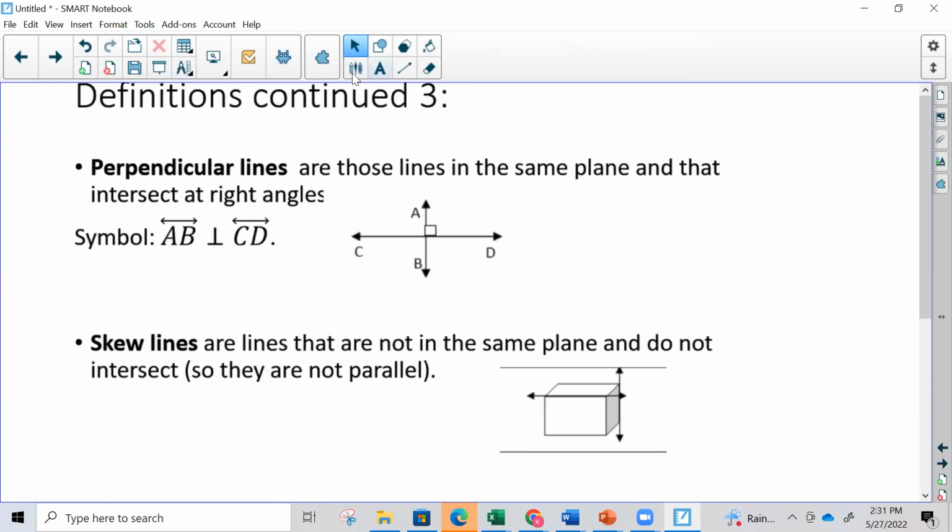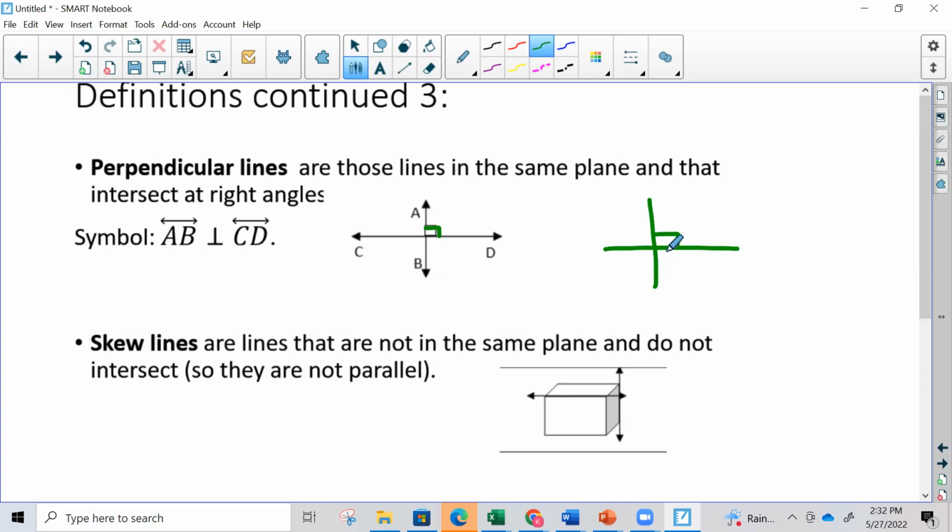So then we have perpendicular lines, and perpendicular lines are those lines in the same plane that intersect at right angles. To show a right angle, we draw this half kind of a box. We draw this symbol, and that indicates that the angle is a right angle, which is 90 degrees.